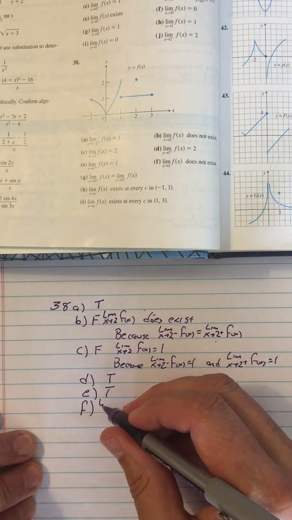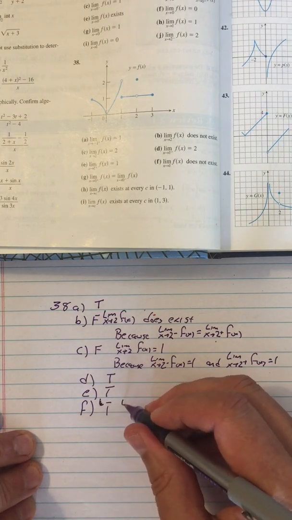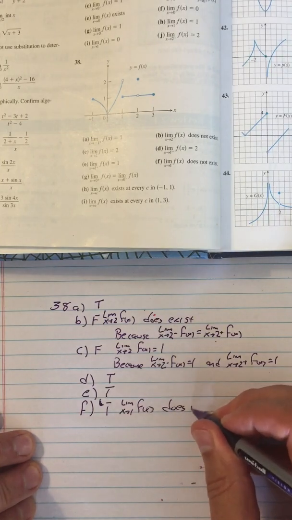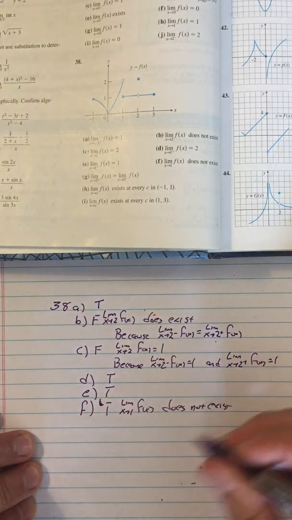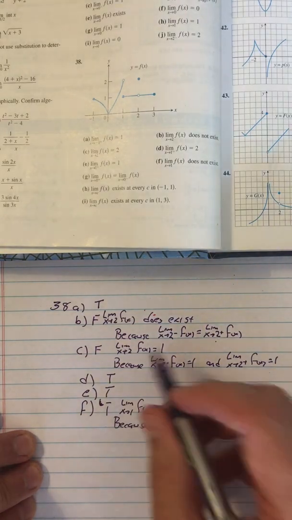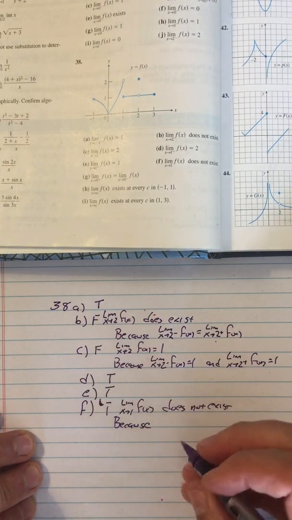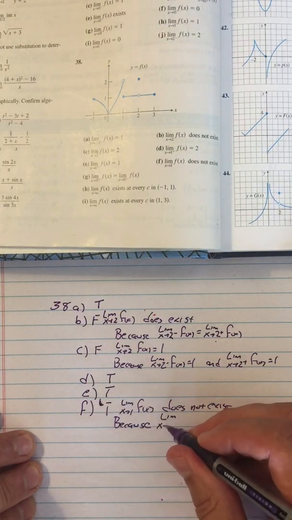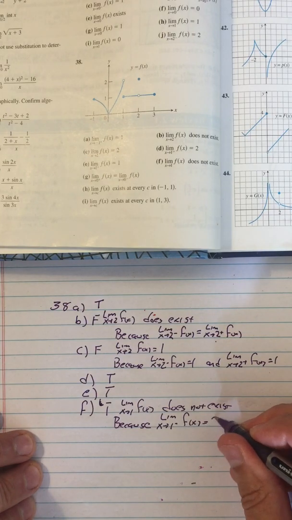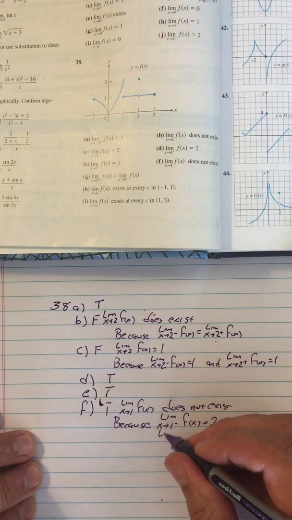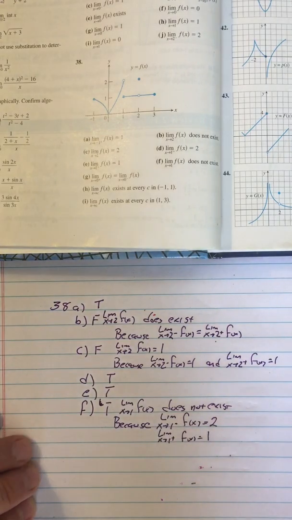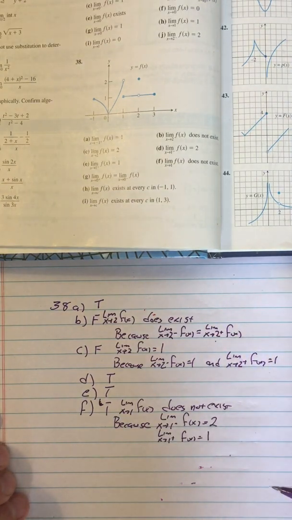So we're going to say true, limit as x approaches 1 of f of x does not exist, because, I guess I'll write it similarly to the way I wrote it here, because the limit as x approaches 1 from the left of f of x equals 2, but the limit as x approaches 1 from the right of f of x equals 1. All right, so basically saying these two are not equal.